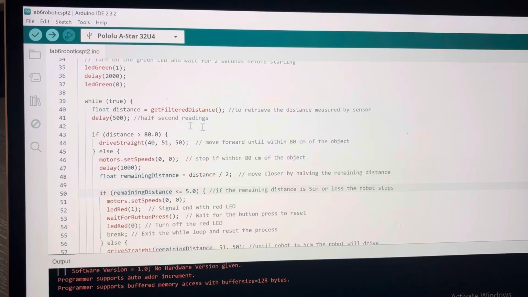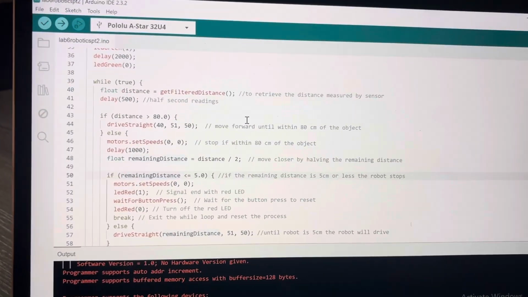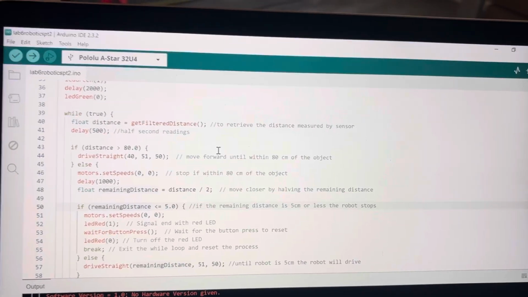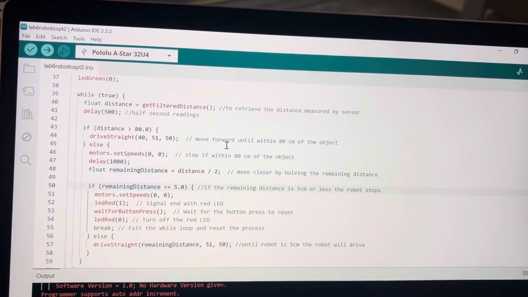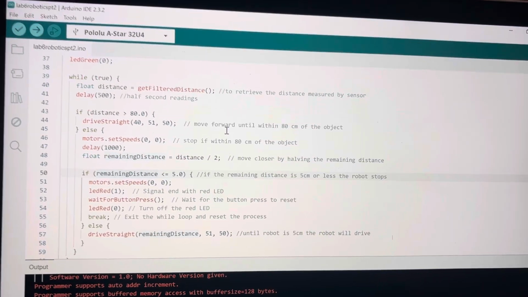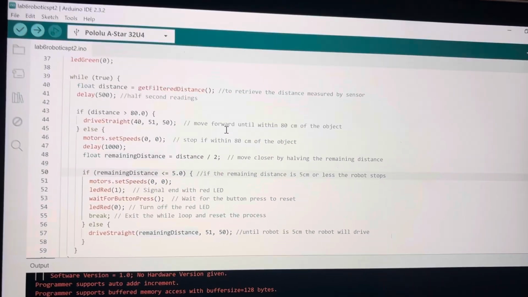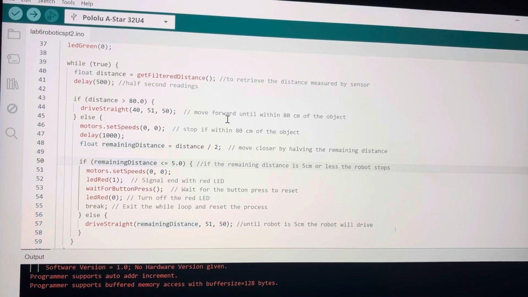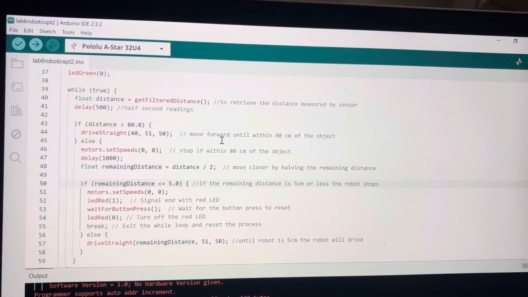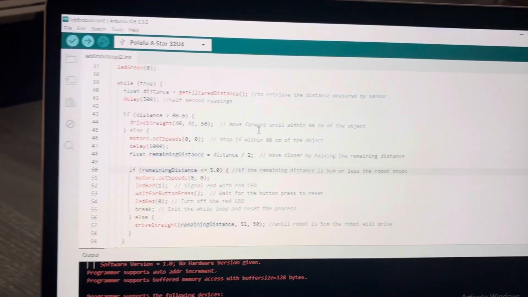And then this is my while loop. So float distance, I have my functions, my get filter distance down below. So delay 500 is for the sensor to get half-second readings. Every half-second, it will read the distance from the robot.